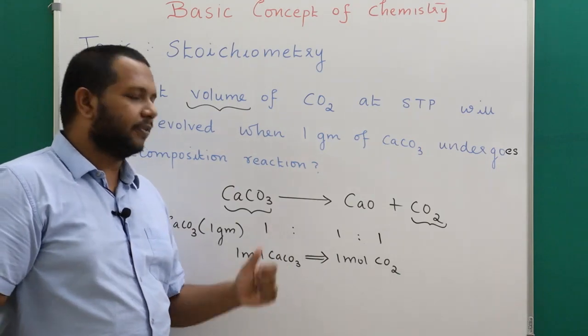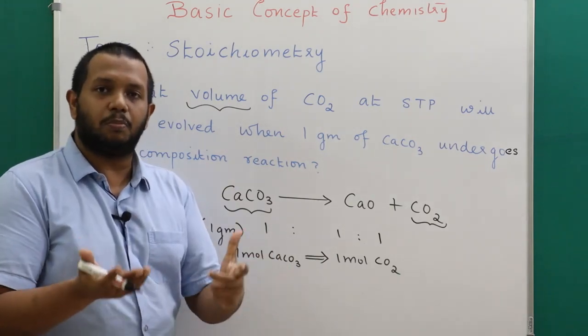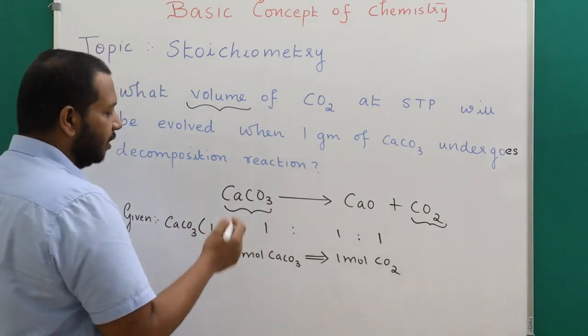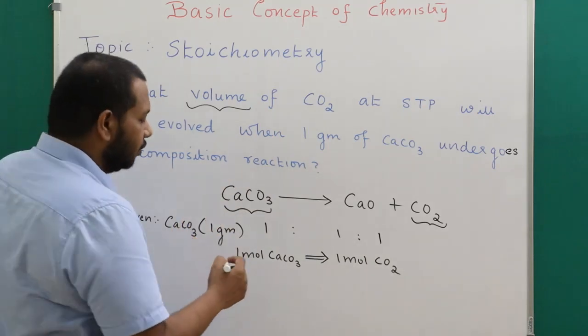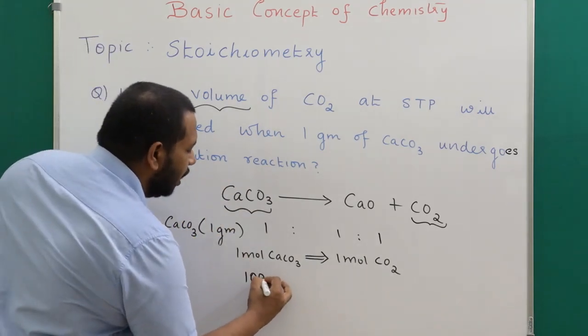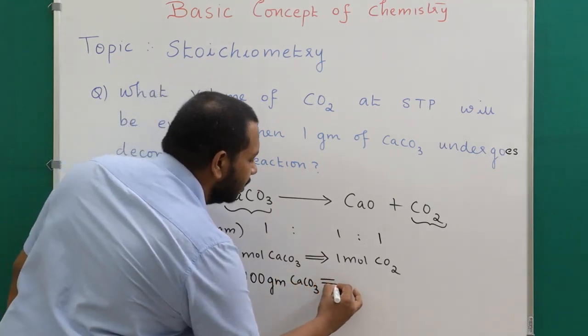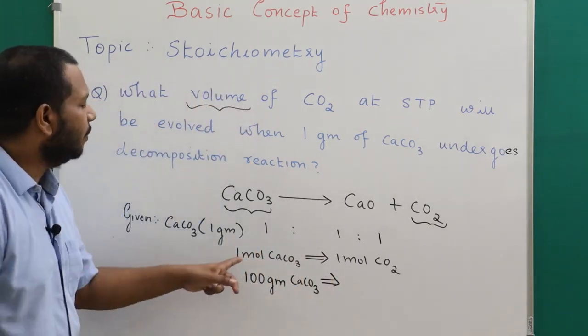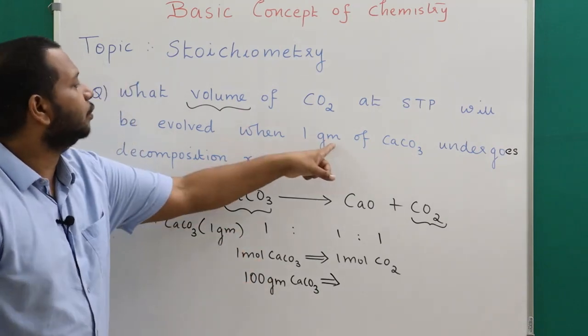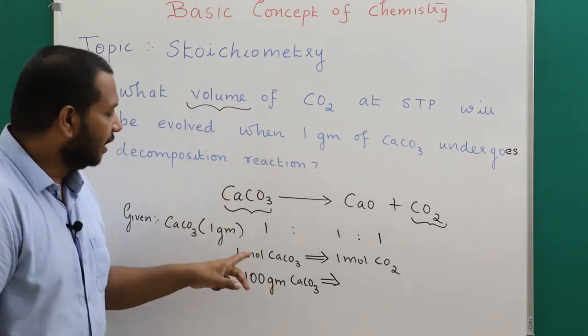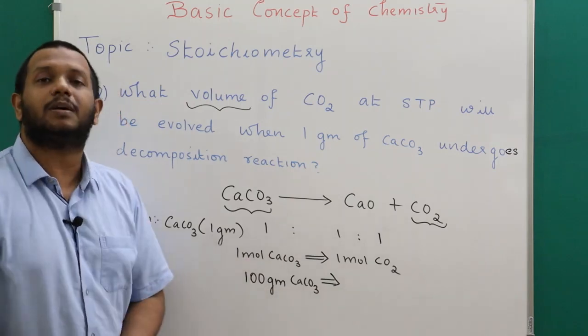Tell me, 1 mole of calcium carbonate is equivalent to how much mass in grams? You have learned that it is the molecular mass in grams. So this will be equal to 100 gram calcium carbonate. I will do it in that way. Why am I converting mole to gram here? Because in the question they have given in terms of grams. That's the reason why I have represented mole in terms of grams.